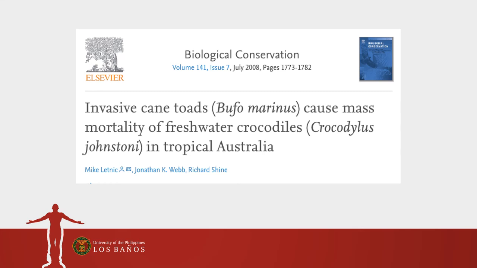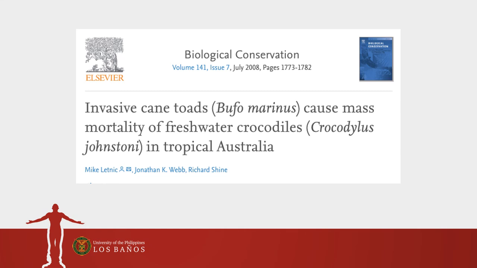In this study, they found that mass mortality of crocodiles due to cane toad ingestion has major repercussions for the conservation of Crocodylus johnstoni in upstream habitats in Australia. Cane toads may present an insidious threat to crocodile populations if they prevent recruitment into the adult population. Their results suggest that subadult crocodiles were particularly vulnerable to lethal toxic ingestion from eating cane toads.